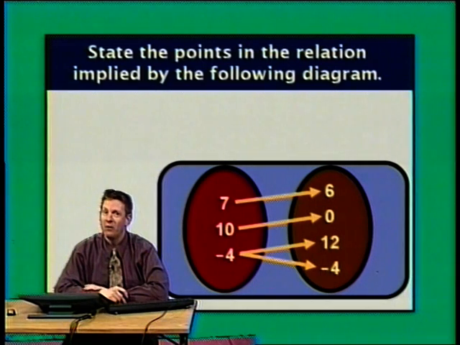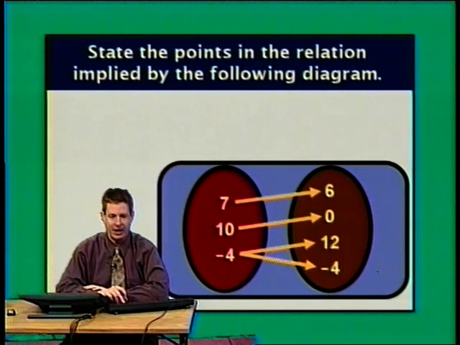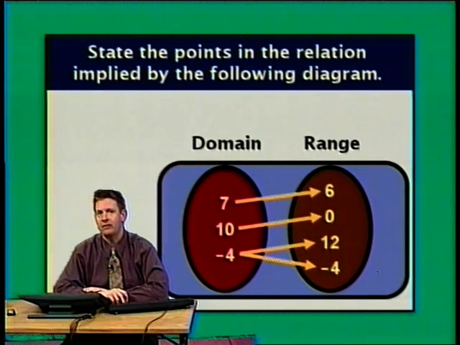Now here we have a really new way of describing a relation. In this picture, we have arrows pointing from the numbers on the left to the numbers on the right. What's trying to be illustrated by this? Well, the implication is that the numbers on the left are the numbers that make up the domain, and the numbers on the right are the numbers that make up the range. And the arrows pair first coordinates with second coordinates in the ordered pairs that make up the relation. So let's go ahead and state the points in the relation implied by the diagram.